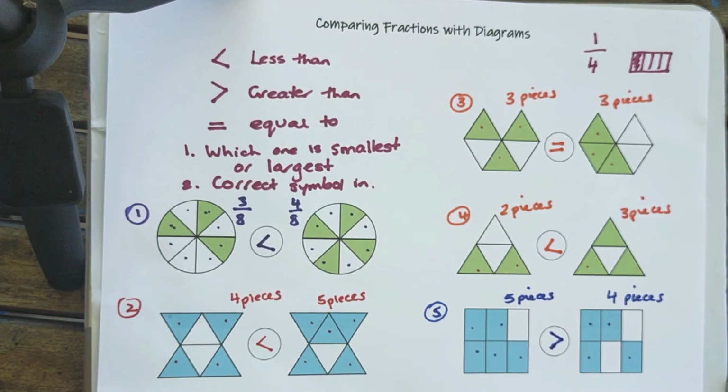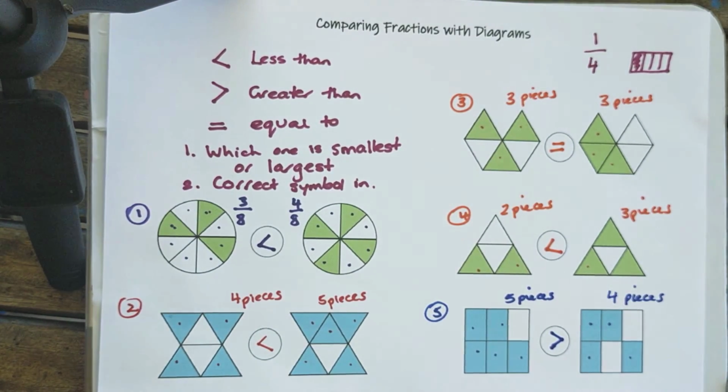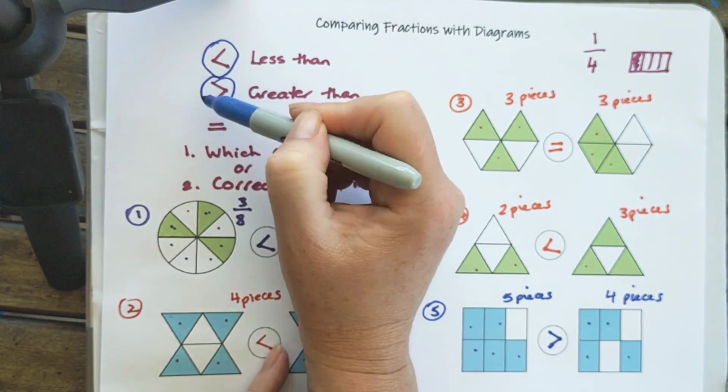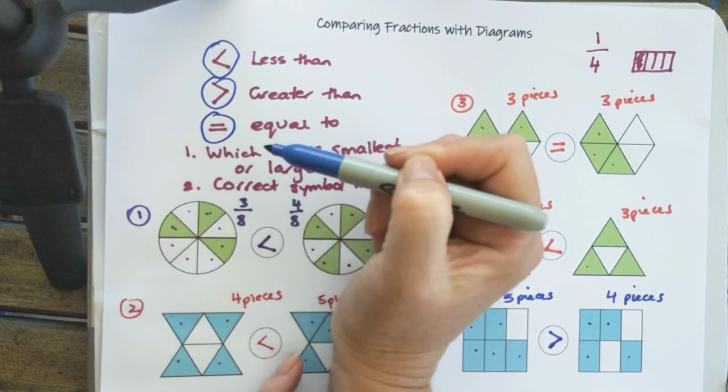So that's all we're going to be focused on today. We're going to be focused on looking at one diagram compared to another and deciding which one's bigger than the other, and then putting one of these symbols in, a less than symbol, a greater than symbol, or an equal symbol.